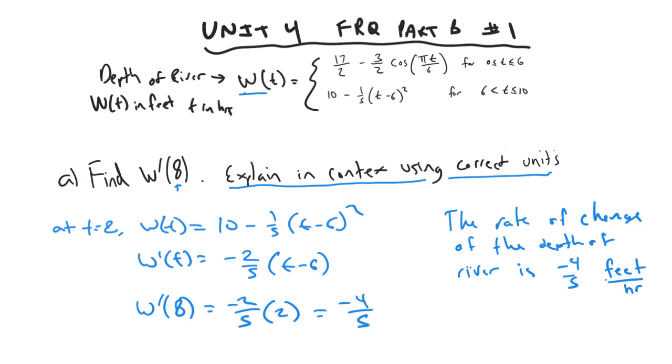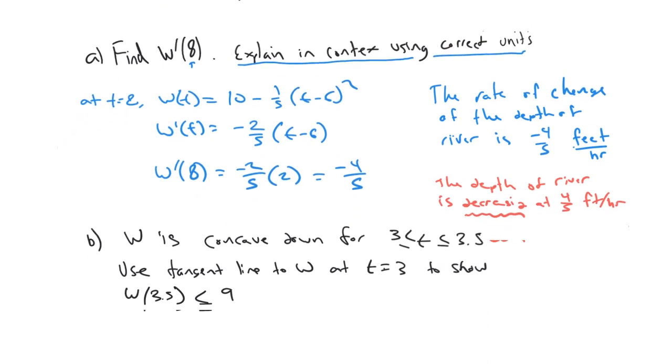An alternative way to say this would be the depth of the river is decreasing at 4/5 feet per hour. Notice in this one, the word decreasing carries the weight of the negative. That's what that tells you, it's negative. So you would not repeat the negative there. And in fact, you'd probably lose points if you did that.